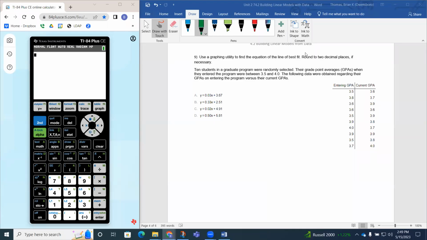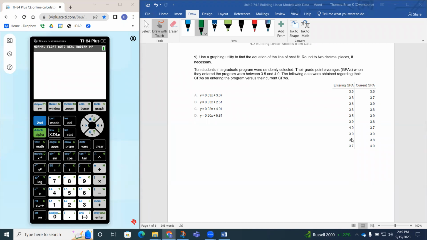So question 9 says use a graphing utility to find the equation of the line of best fit. Round to 2 decimal places if necessary. So again, this is talking about using our calculator. So 10 graduates in a graduate program were randomly selected. Their grade point averages when they entered the program were between 3.5 and 4.0. The following data were obtained regarding their GPAs on entering the program versus their current GPAs.